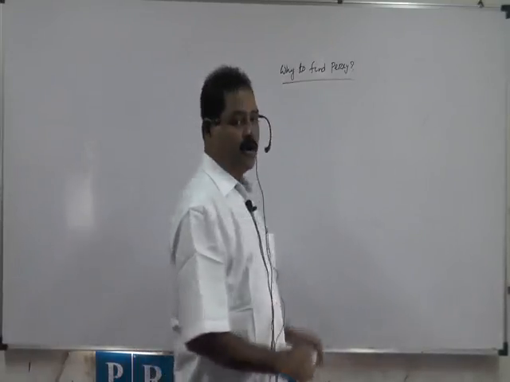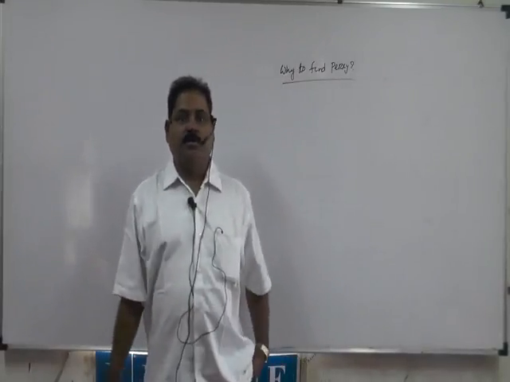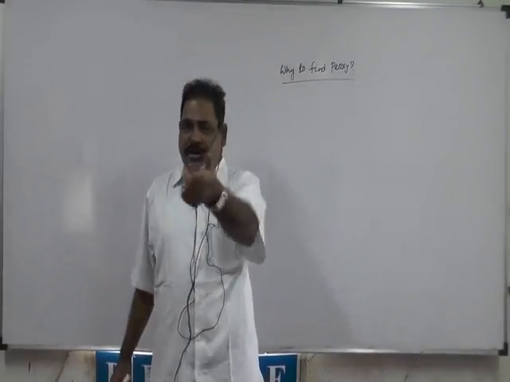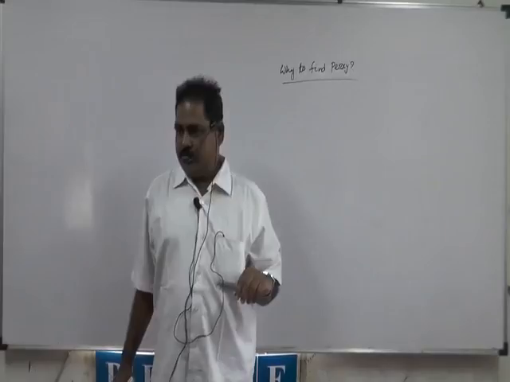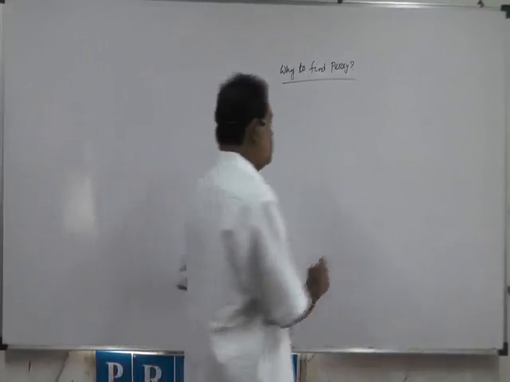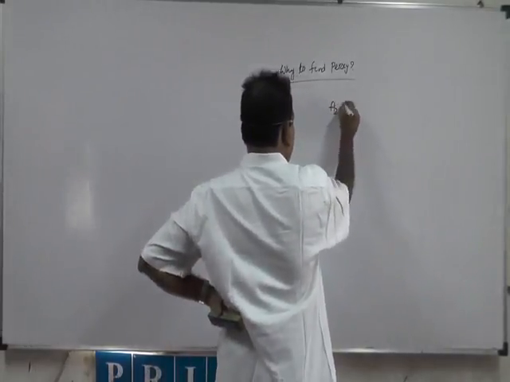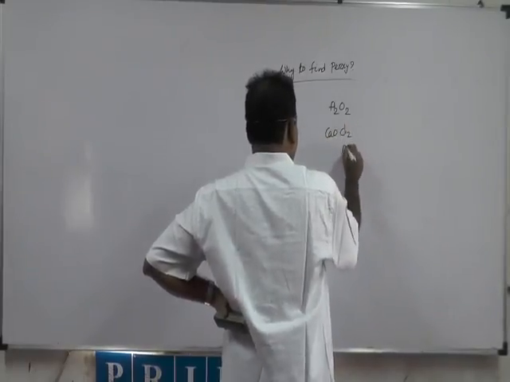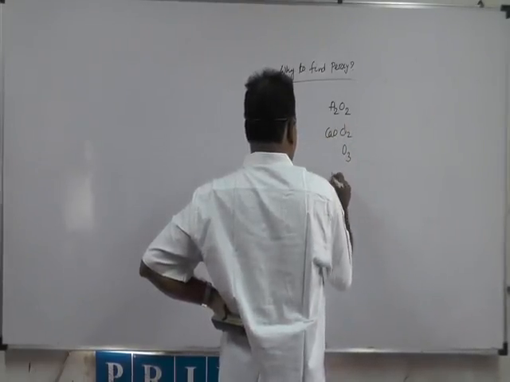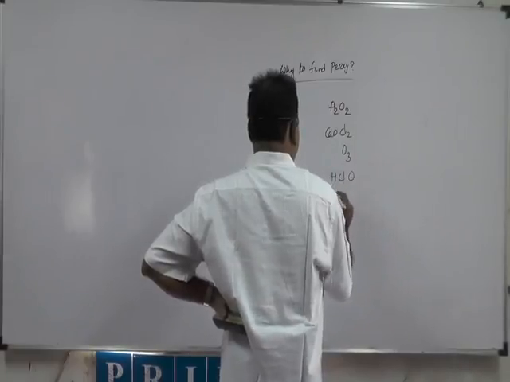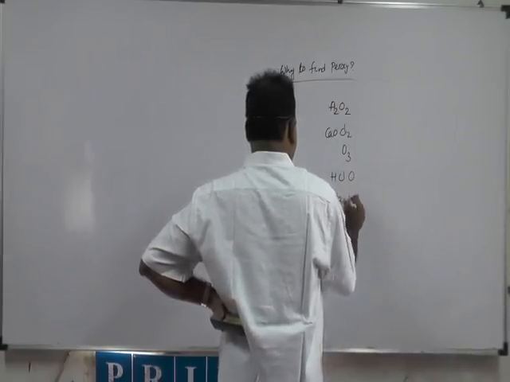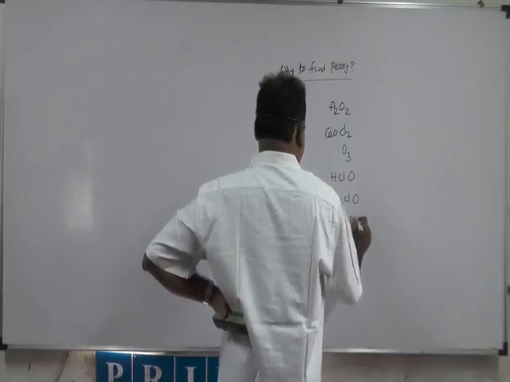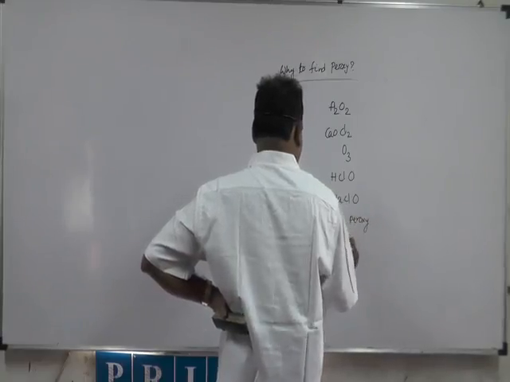Compounds with a peroxy bond, a peroxy linkage, peroxides, can give you an oxygen, or they can take an oxygen. Look at this list: H2O2, CaOCl2, O3, HClO, NaClO, all peroxy substances.